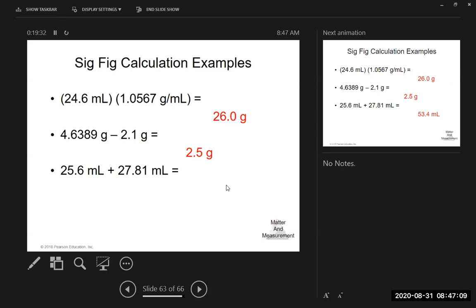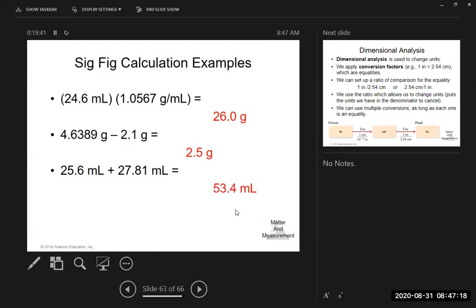And then finally, the last example here, 25.6 mils plus 27.81 mils. That's going to be similar to the one we just did because the 25.6 mils with the 1 digit will drive the significant figures in our final answer. So these are examples of typical calculations where you take some of those significant figure rules that we talked about and apply them to get our answer at the end.